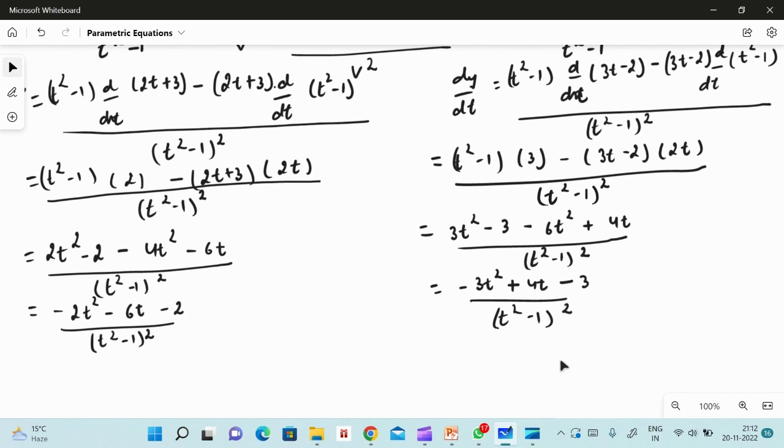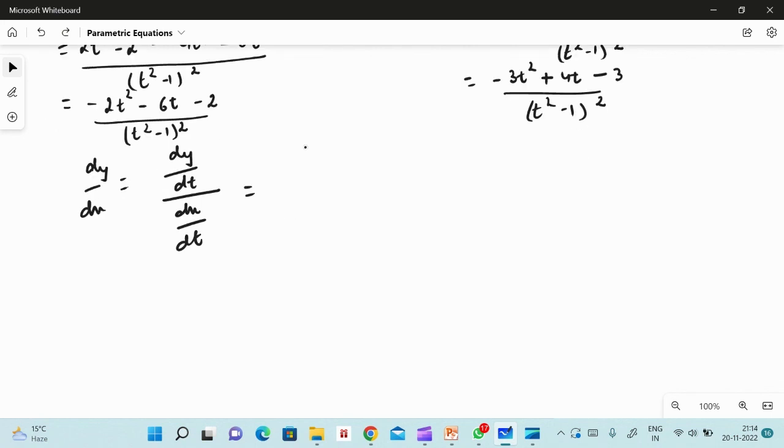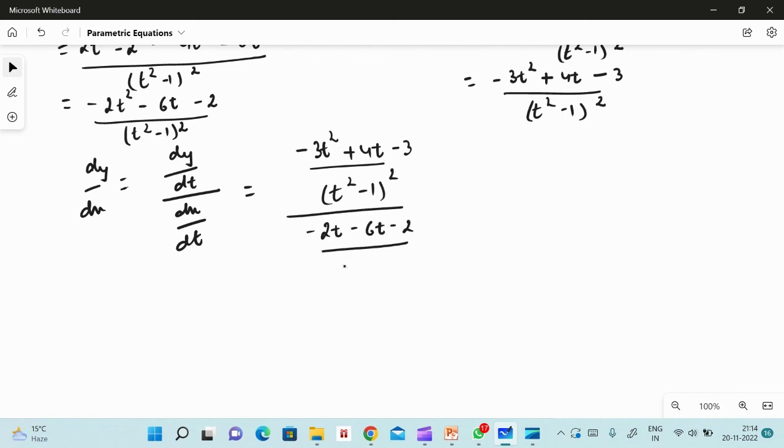And if we have to find out the value of dy by dx, I will apply the formula dy by dt divided by dx by dt. So putting the values, minus 3t square plus 4t minus 3 divided by t square minus 1 whole square, and minus 2t square minus 6t minus 2 divided by t square minus 1 whole square, and this will cancel.